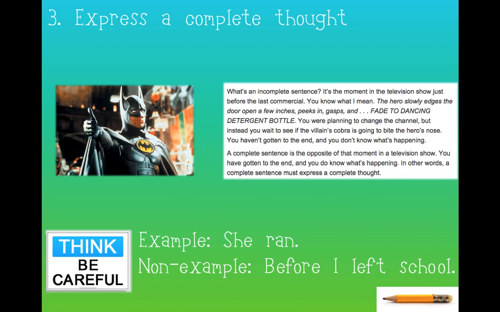"Before I left school" is longer. It does have a subject and it does have a verb, but it is not a complete thought, so it's not a complete sentence. We don't know what happened before that person left school. It leaves us questioning: what happened before? Why are you saying "before" and not answering it? So you have to think and be careful with this. So we're going to look at some examples.